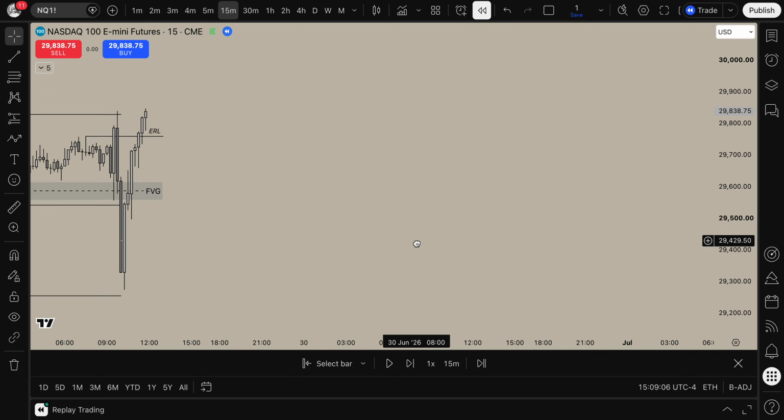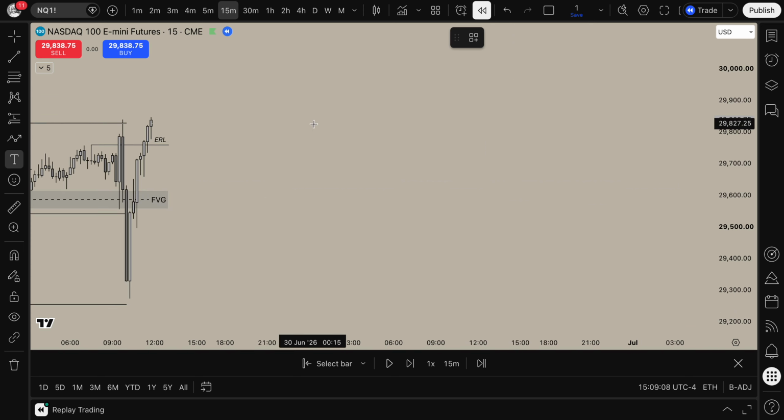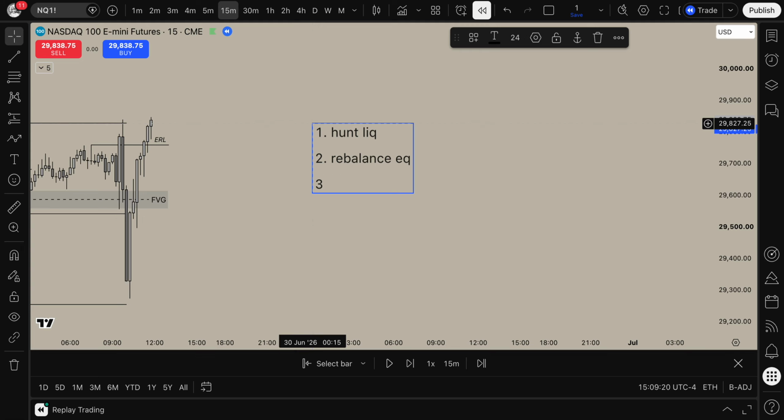But the main thing I really want to cover is, look, these are the 4 things people would never tell you. Number 1, market hunts liquidity. Number 2, rebalance EQ. Number 3, rebalance inefficiencies, in the form of imbalances. That's what I mean. Number 4, most important, is generate liquidity.